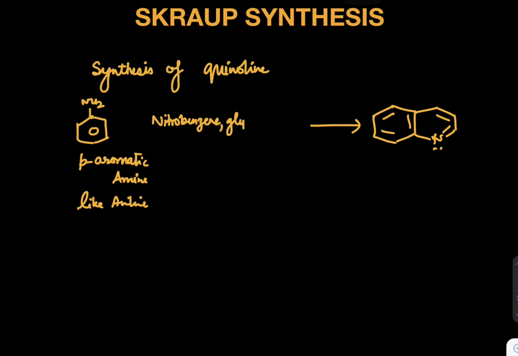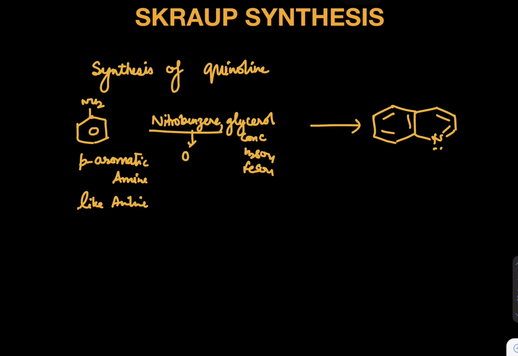glycerol, concentrated H2SO4, all right, and FeSO4. So these are the things which are used. Quinoline is formed, and this synthesis is known as Skraup synthesis. So now nitrobenzene, what is the role of nitrobenzene in this reaction?